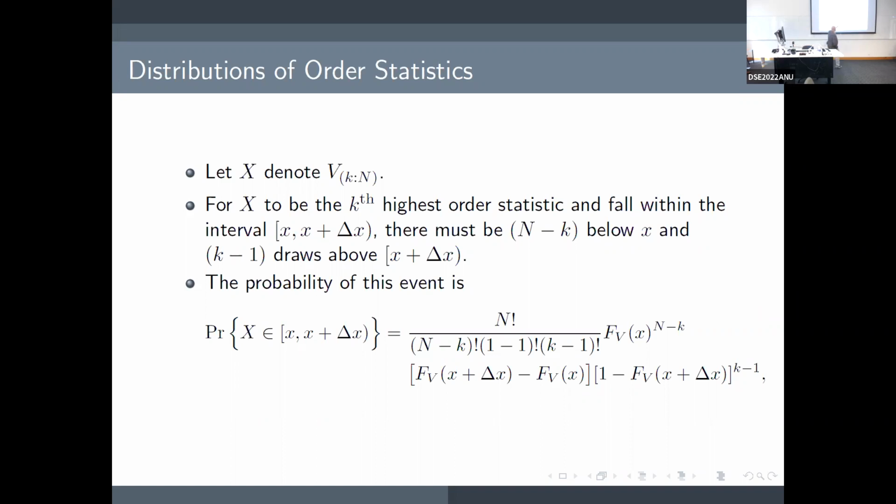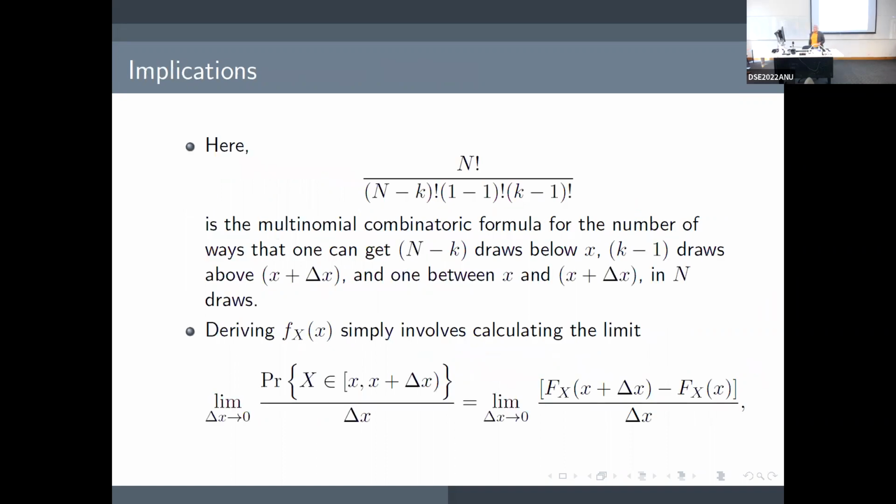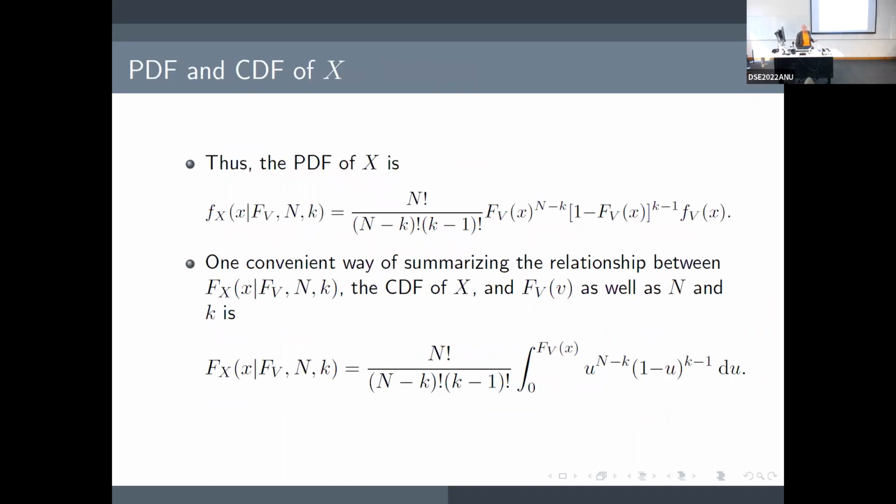Anyway, this is the multinomial formula. This is the N minus K people behind. This is the K minus 1 people ahead. And these are the people in between. And then if you just take the limit of that, what you get is the PDF of the kth order statistic, which you can then summarize like this in terms of an incomplete beta function.